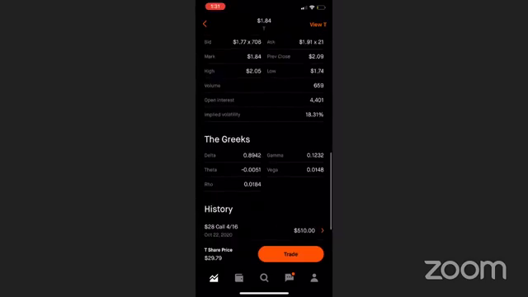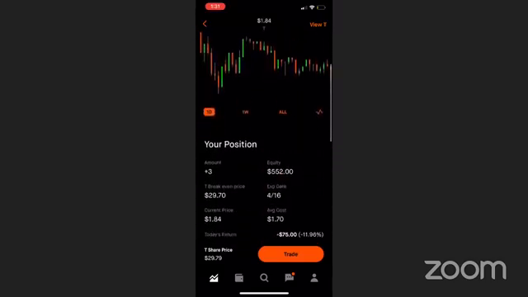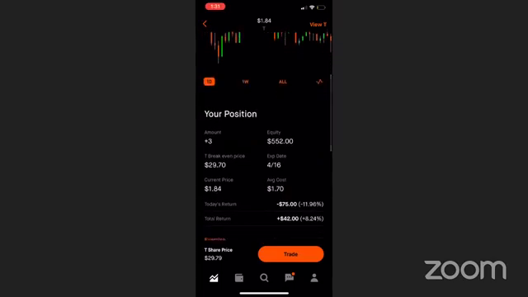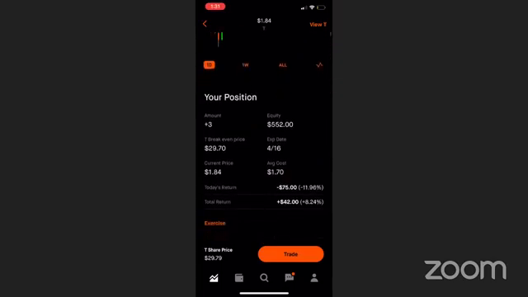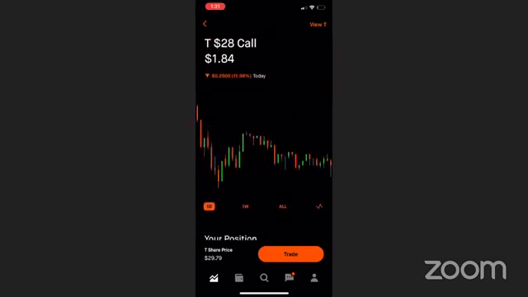This contract and this whole game is over on April 16th. So I either can exercise it, which means I would pay $28 times 100 shares. So for every contract that I want to close out, I would pay $2,800 because that's the strike price. And that gives me the right to buy 100 shares of AT&T for $28 a share.